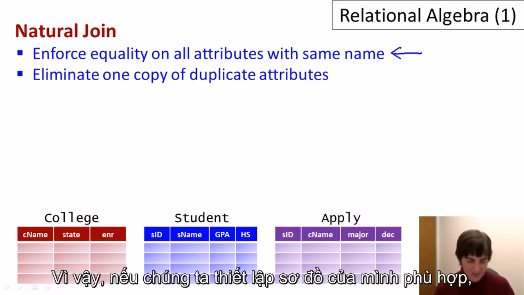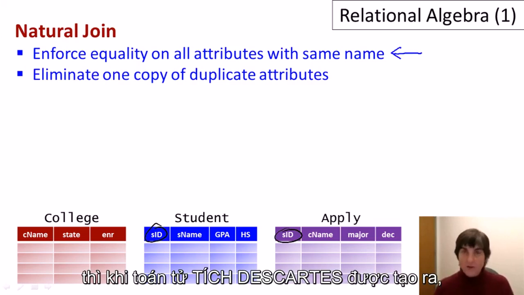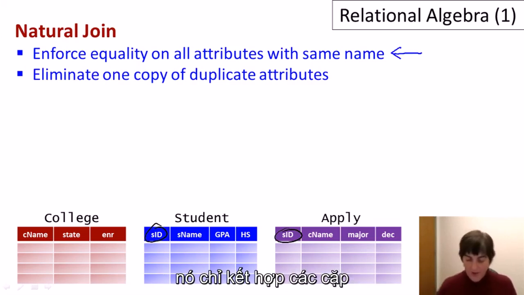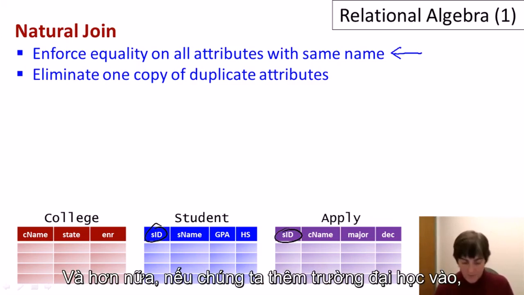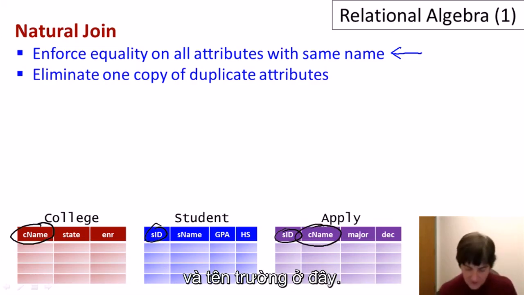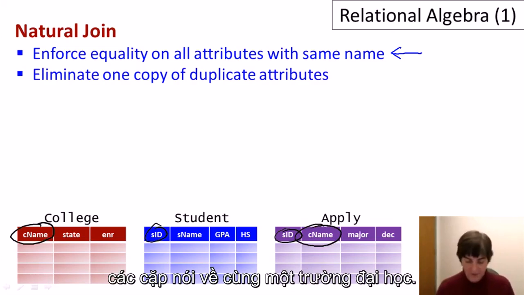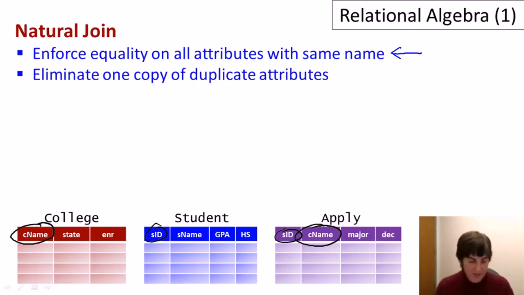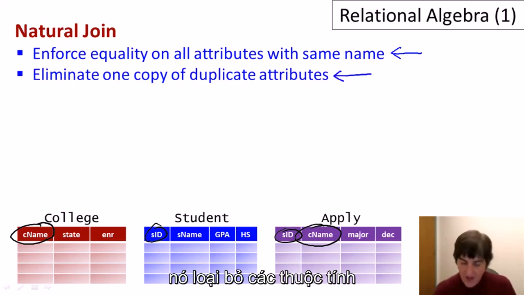So if we set up our schema properly, for example, we have student ID and student ID here meaning the same thing, then when the cross product is created, it's only going to combine tuples where the student ID is the same. And furthermore, if we add college in, we can see that we have the college name here and the college name here. If we combine college and apply tuples, we'll only combine tuples that are talking about the same college.